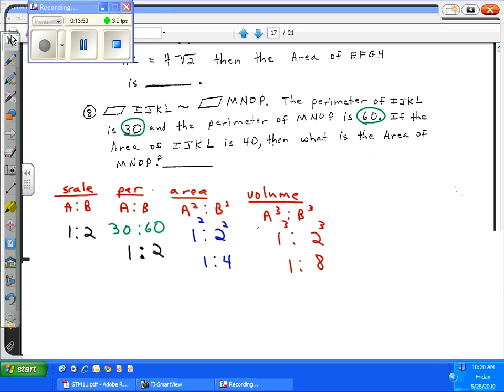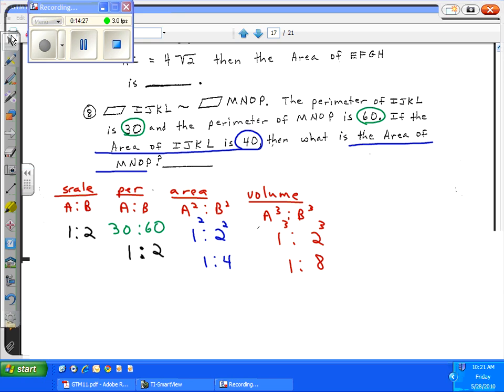So my scale for the sides is 1 to 2. For perimeter, if I'm going to do dimensional analysis, I would use 1 to 2 or 2 to 1, depending on if I'm scaling up or scaling down. For area, I would use 1/4 or 4 over 1. Volume, 1/8 or 8 over 1. Now, depending on if I'm going from little to big or big to little, it says area of IJKL is 40. What is the area of MNOP?